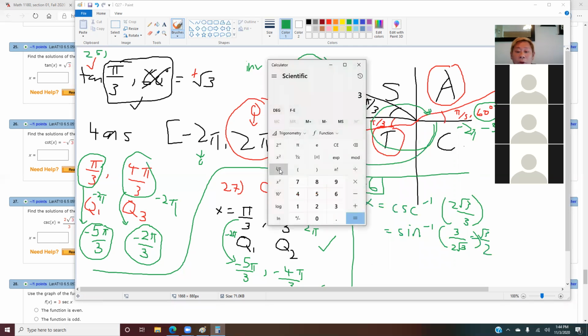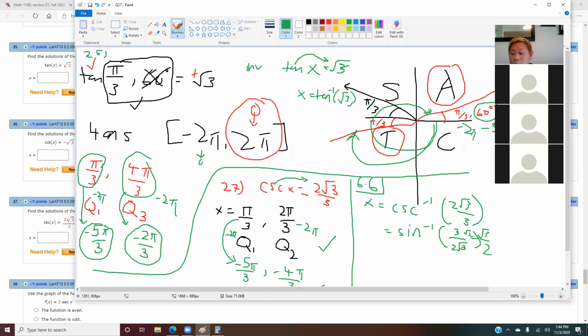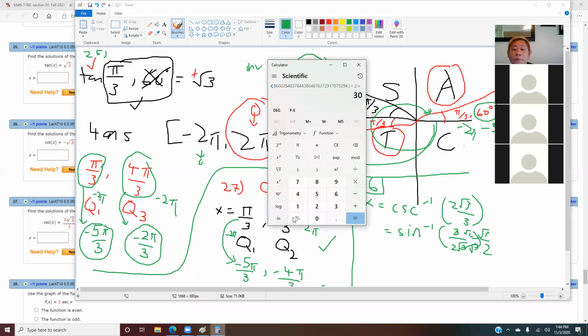So if you have root 3 over 2, and then you find the arcsine of this, it's got 30 degrees. Let me see. Is this root 3 over 2? No. Yeah, sorry, this is root 3 over 2. But it's the arcsine. 30?